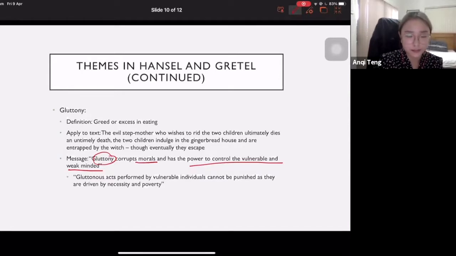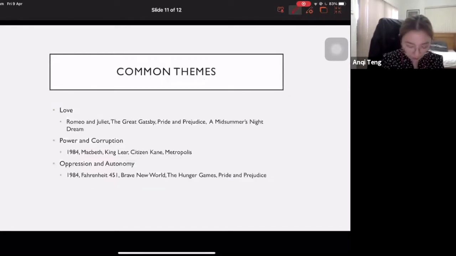All right, so the first common theme, let's start off with love. We see love in almost every text. Some sort of love will always be there. So we have Romeo and Juliet, The Great Gatsby, Pride and Prejudice, A Midsummer Night's Dream, just to name a few. Those are texts that you'll probably see more commonly in high school.